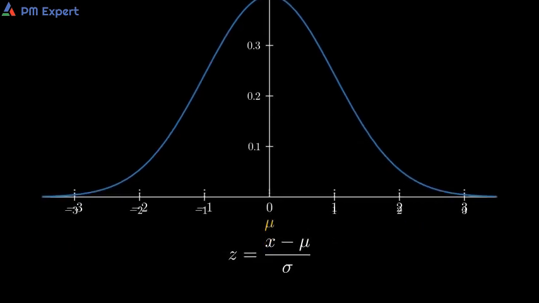The z-score converts any raw value into standard deviation units. The formula is z equals x minus mu divided by sigma. Z tells you how many sigmas above or below the mean your value is.